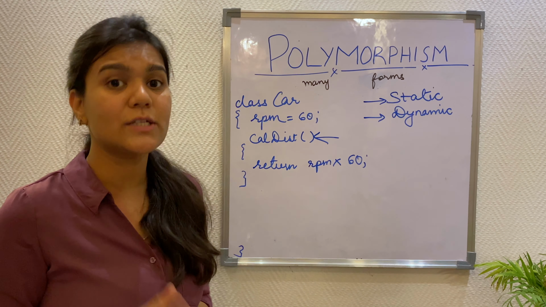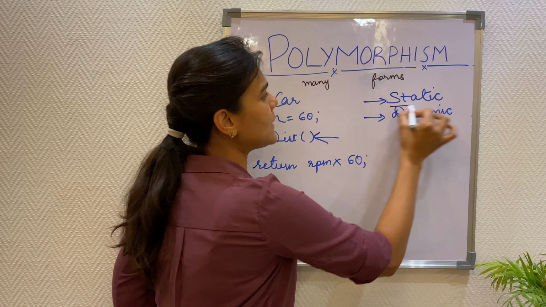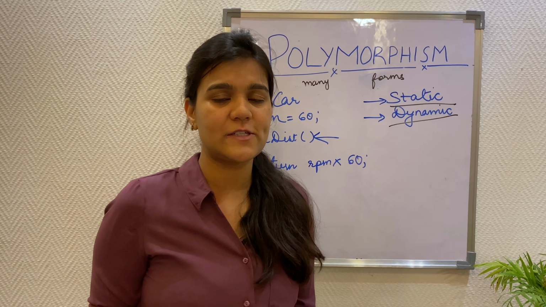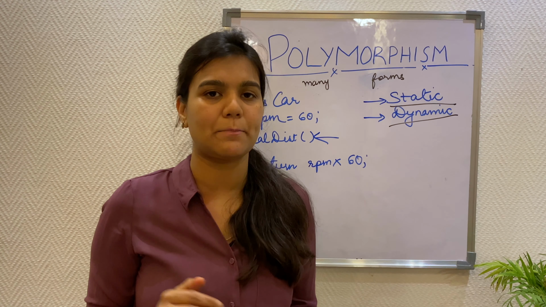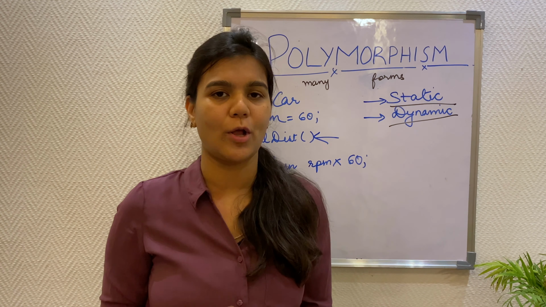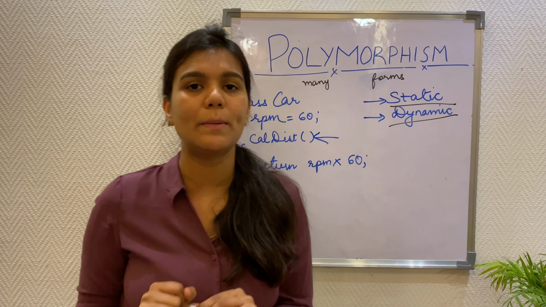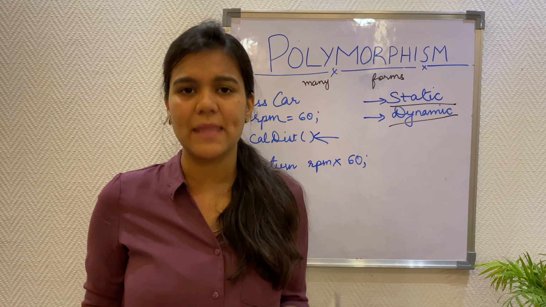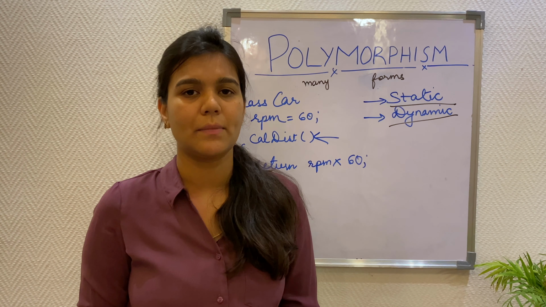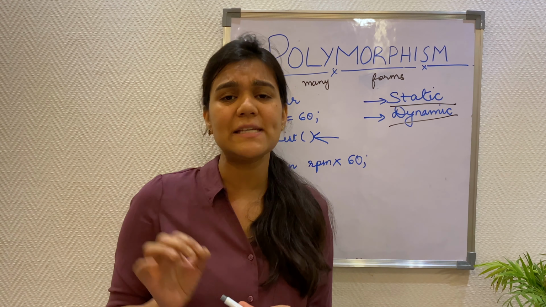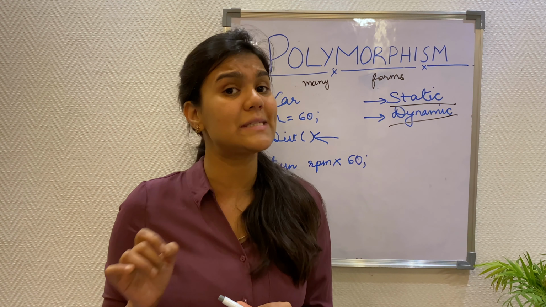Polymorphism can be divided into two categories, static polymorphism and dynamic polymorphism. Static polymorphism is also known as compile-time polymorphism. Function overloading is an example of static polymorphism. It allows us to implement multiple methods within the same class, having the same name but different implementations. The essential condition for static polymorphism is to have the same name methods with different signatures.